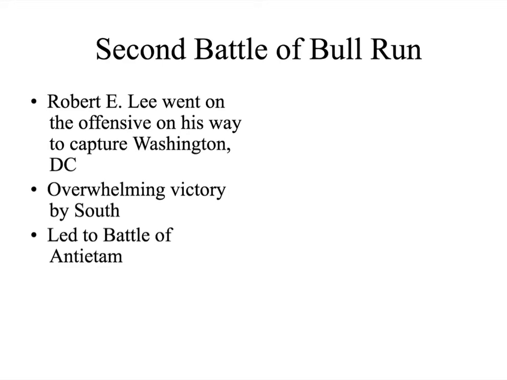Then Robert E. Lee went on the offensive on his way to capturing Washington, D.C. And so an overwhelming victory by the South led to the Battle of Antietam. So there was a second battle of Bull Run in which Robert E. Lee, like we said, decided to go on the offensive.